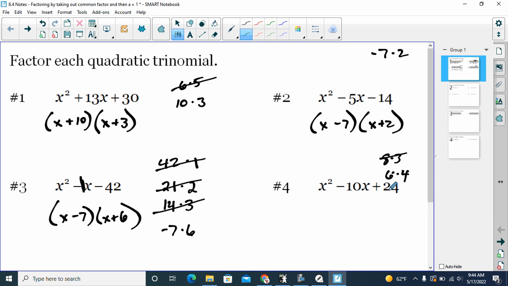They multiply to 24. Because they multiply to positive 24, either both numbers are positive or both numbers are negative. To add up to -10, I need -6 and -4. They're both negative. X minus 6 and x minus 4.